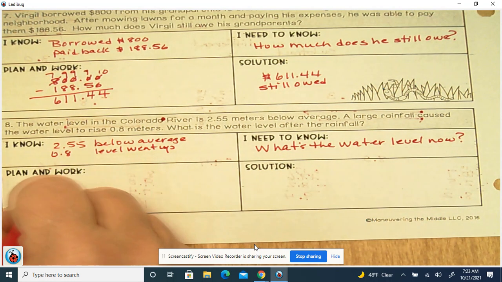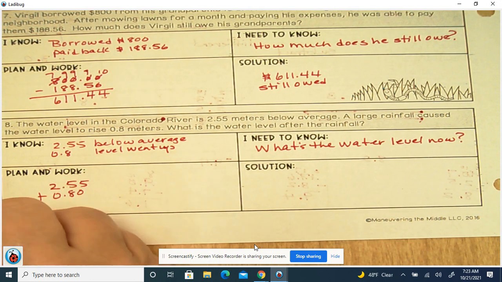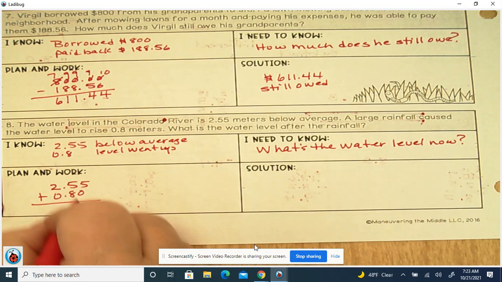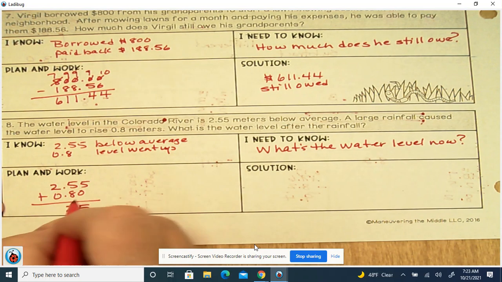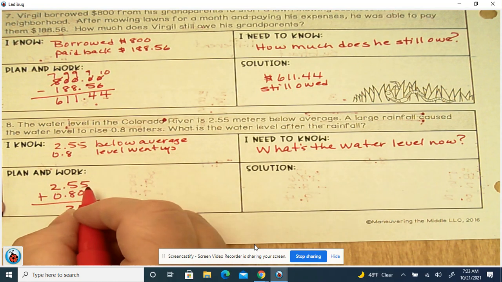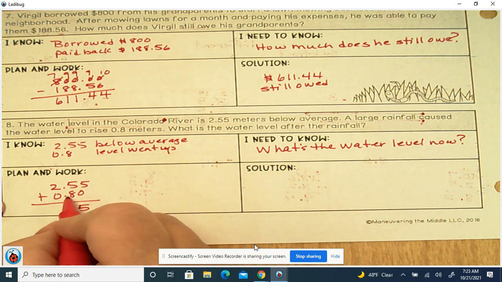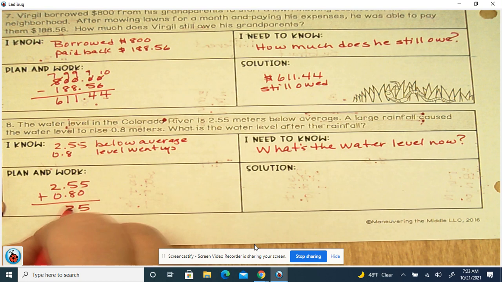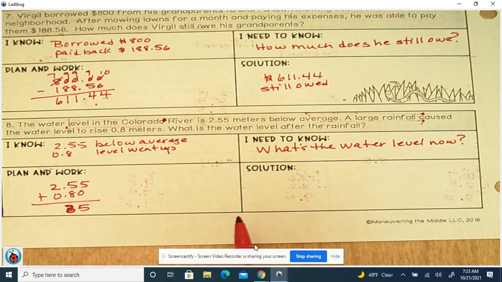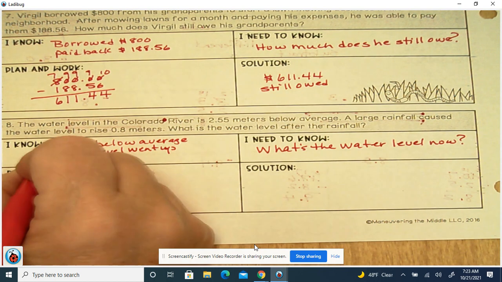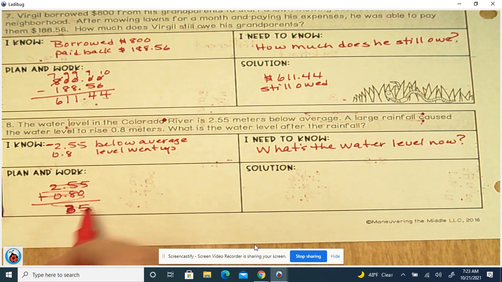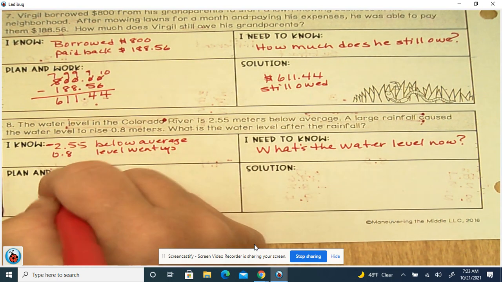So to do that, we do the 2.55 plus the 0.8, and we'll add a 0. 5 plus 0 is 5. 5 plus 8 is 12. Carry my 1. It's 13. My bad. 8 plus 5 is 13. That's a negative, guys. I just see that's below average. It's below average. So let's mark this out.